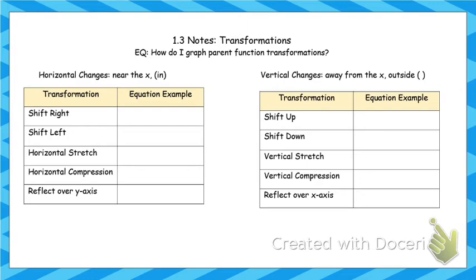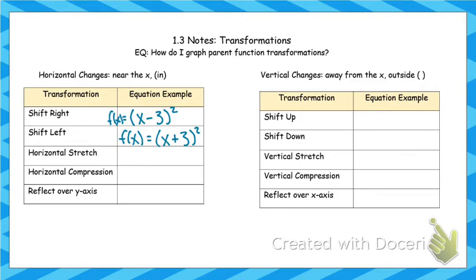So a shift right. So for example, if I look at the quadratic parent function, the quadratic parent function is x squared. So if I'm going to shift right, that would be x minus some number. So x minus 3, for example. That would be a shift right. A shift left, on the other hand, would be if I did x plus 3 inside the parentheses. So changing inside the parentheses is horizontal. Adding and subtracting is a shift. But if it's minus, it's going to go right. And if it's left, it's going to be a plus.